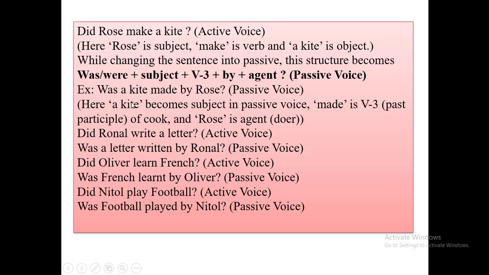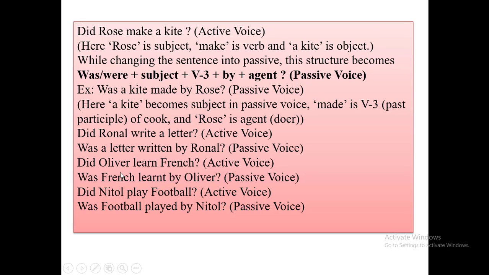Here a kite becomes subject in passive voice. Made is verb 3, I mean past participle of make, and Rose is agent, I mean doer. And you know, by is as usual a preposition. Another example, did Ronald write a letter? This passive voice is was a letter written by Ronald.